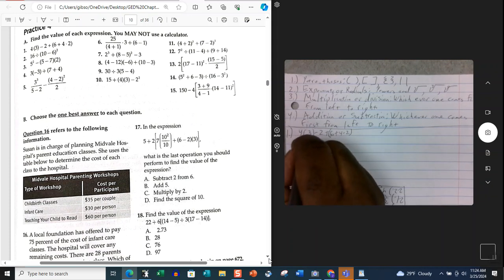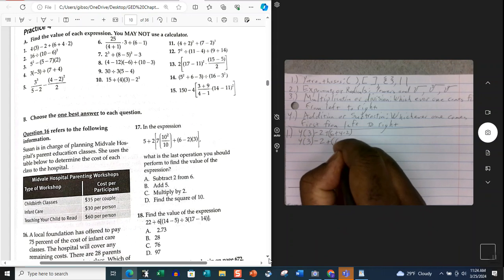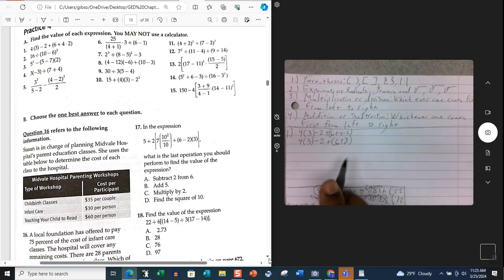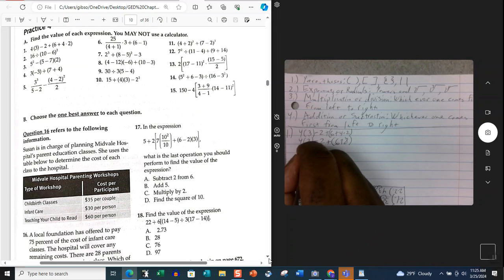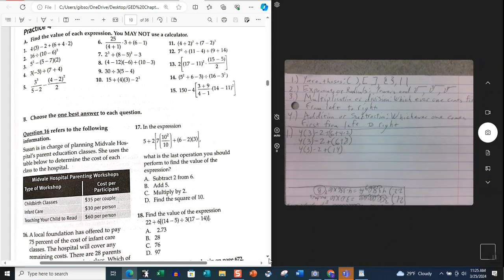So we will rewrite this as 4 times 3 minus 2 plus, in this parenthesis, we will add 6. 4 times 2 is 8. So that would be 6 plus 8. We're not done inside this parenthesis because there's still an operation there. 6 plus 8 is 14. Now there's nothing else we could do inside this parenthesis.